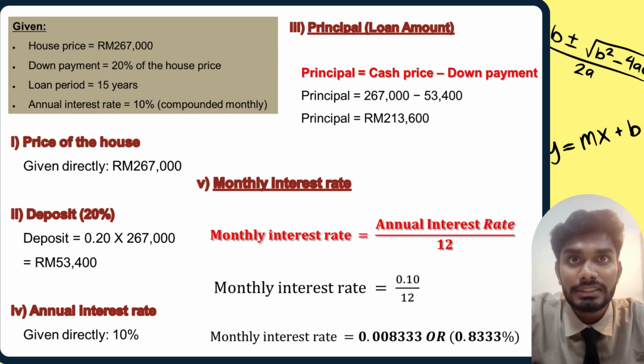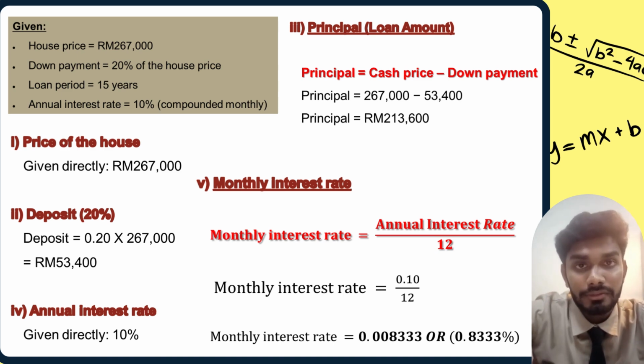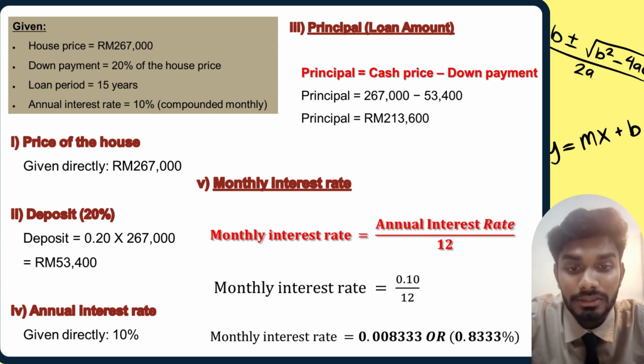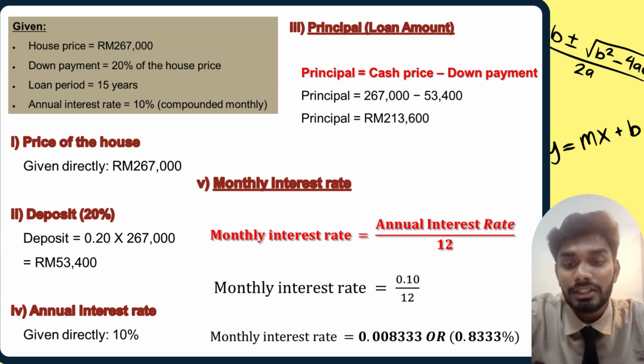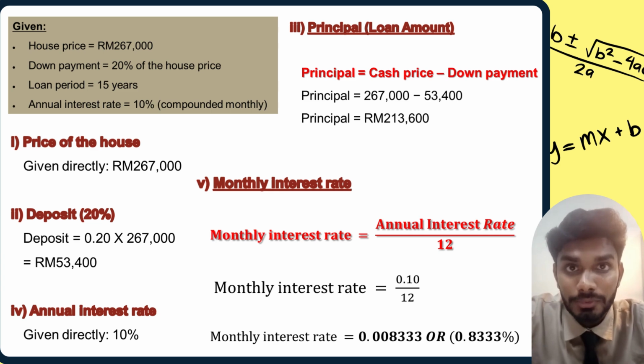The given information is: house price is 267,000. The down payment is 20% of the house price. The loan period is 15 years. The annual interest rate is 10%, compounded monthly. So let's move to the first question.